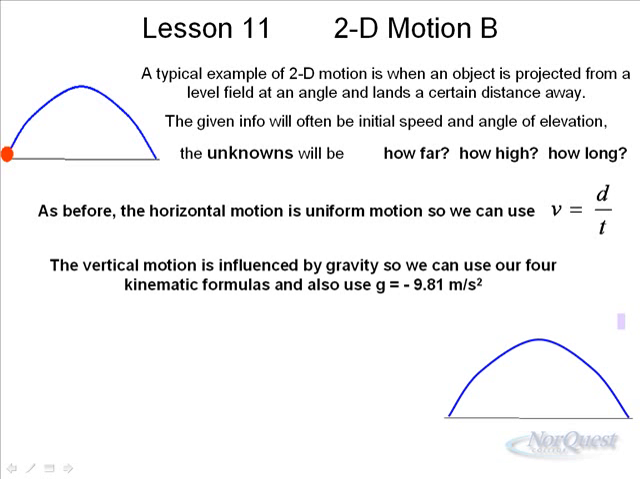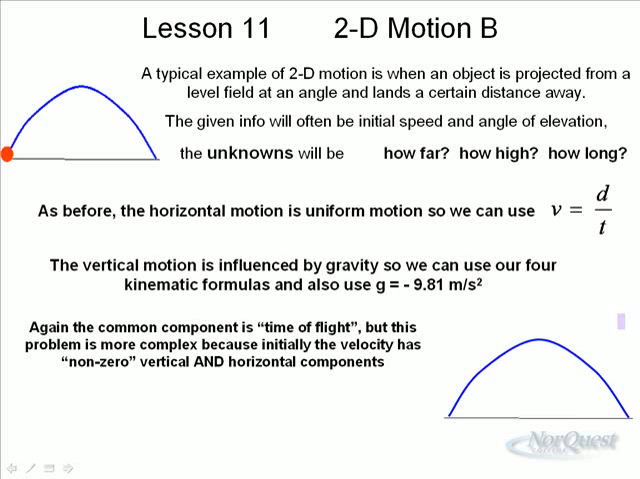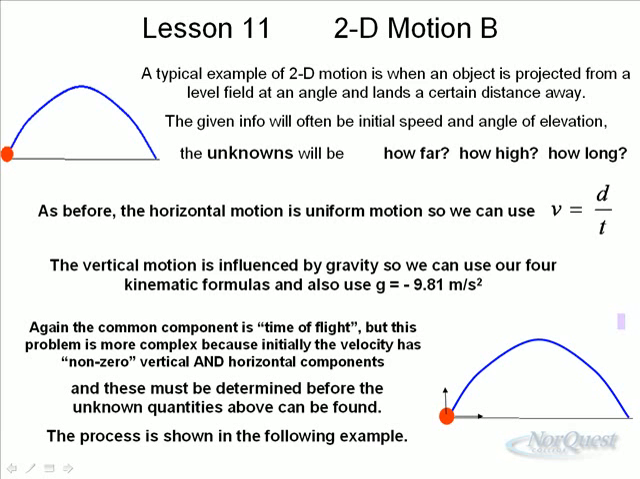Now, with this example, the common component is the time of flight. But this is a little more complex because initially the velocity has non-zero vertical and horizontal components. With the previous example, when the ball rolled off the shelf, the initial vertical velocity was 0, and that made things a little bit easier. Now it's not 0, so it does make things a little more complicated. We have both horizontal and vertical initial movement, and we have to keep that in mind. So these must be determined before the unknown quantities can be found. The process is found in the following example.